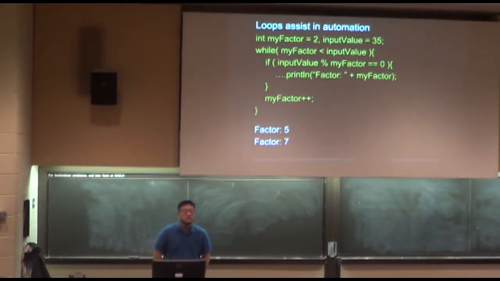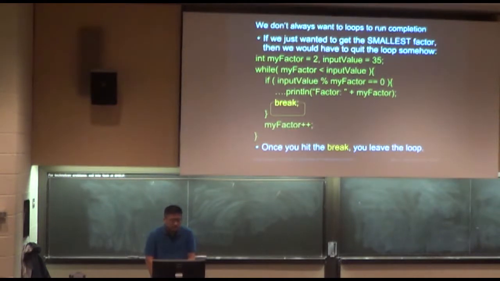Breaking, continuing, and the other kinds of loops. Last time we saw how loops can assist in automation. We saw this prime factorization technique here. And we saw how we don't always want loops to run to completion, and we can cause those loops to stop using the break command.